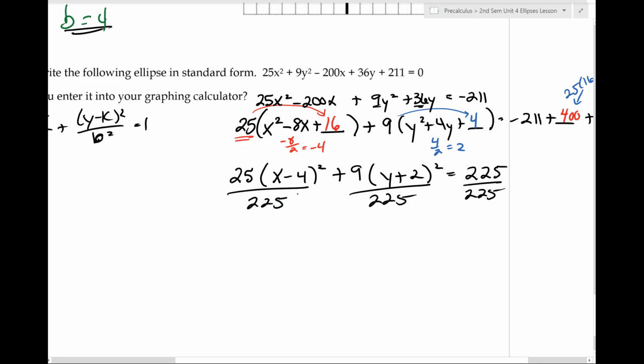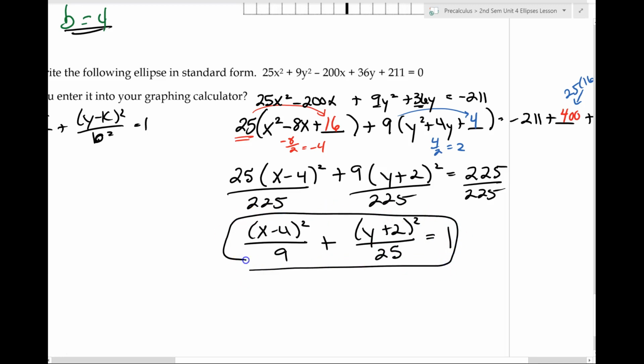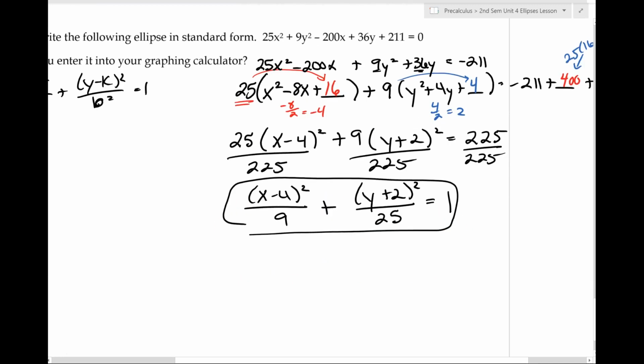All right, so what do we get? We get the quantity x minus 4 squared all over 9 plus the quantity y plus 2 squared all over 25 is equal to 1. So this is the standard form of our ellipse. Now, tell me what you know about this ellipse. That's not part of the question; we just had to write this in standard form. But looking at it, what do you know?